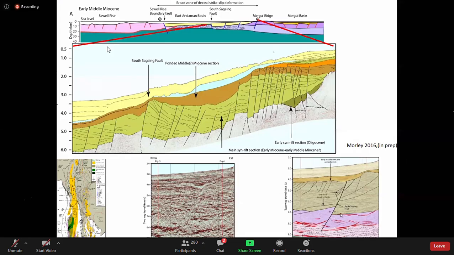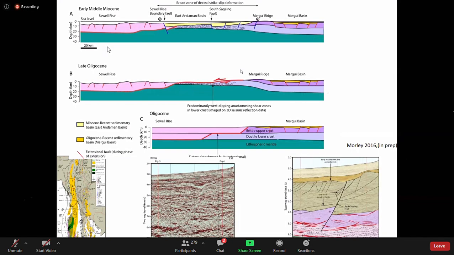But where is the syn-rift section? We see a later section sitting on top, but we seem to be missing the phase that actually caused the thinning. I suggest, to explain this, what happened is we have a detachment fault sitting in here. This removed this part of the crust to the Sea Wall Rise, which is sitting in here.